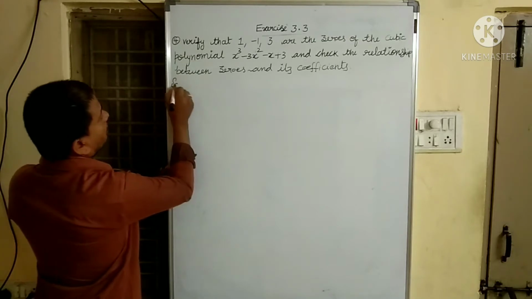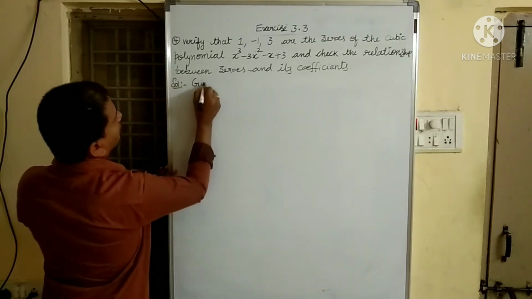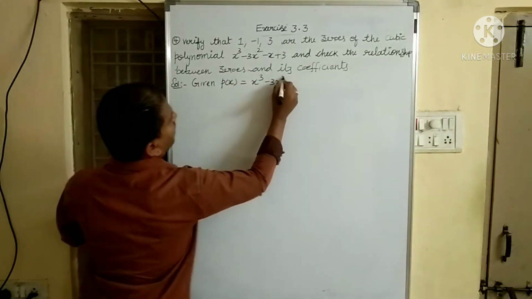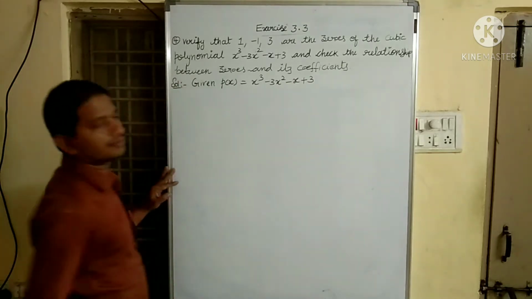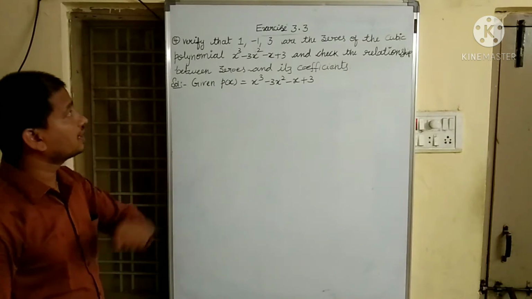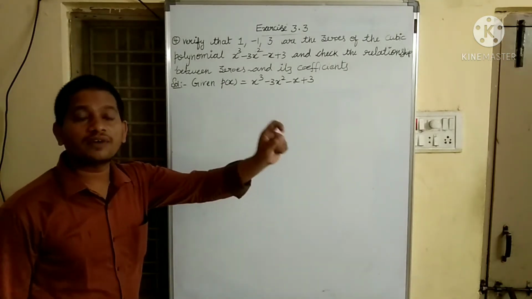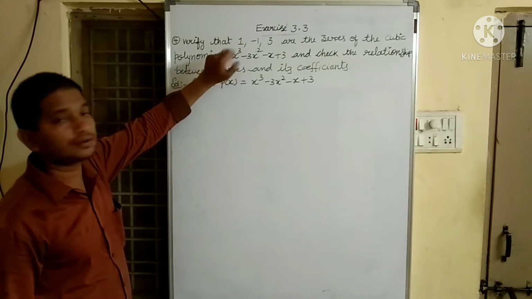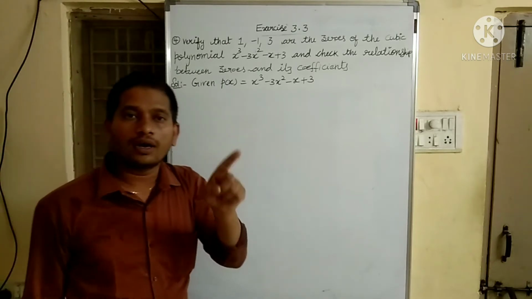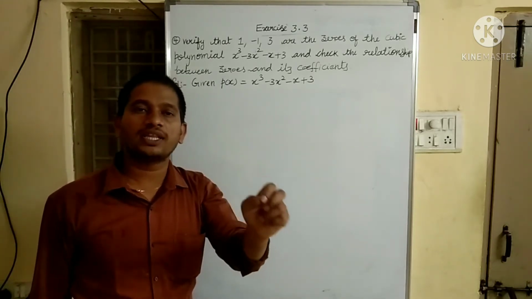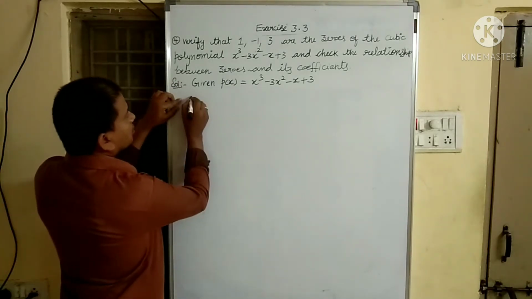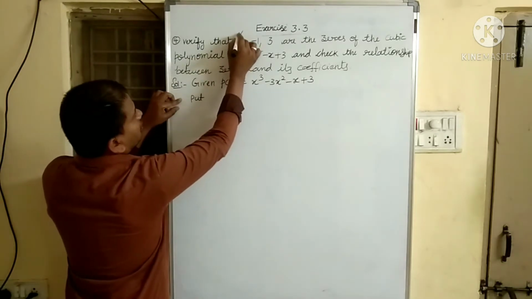So the given polynomial is x cube minus 3x square minus x plus 3. Verify means, what is the meaning of that? In place of x, if you substitute 1, put x equal to 1, and if you get the answer 0, then we say that 1 is a zero of the polynomial. Okay? Now what to do? What is the first zero?